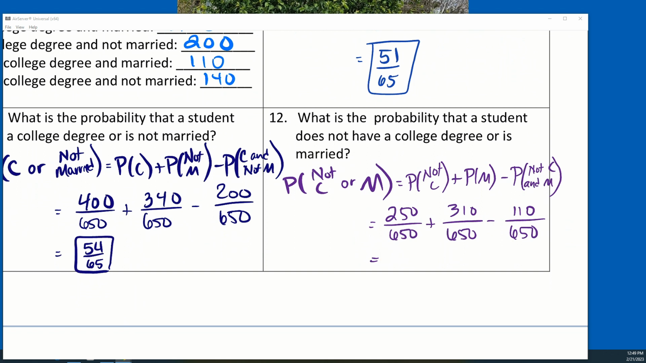All right. You can give this answer several ways. You can do 450 over 650. You can do 45 over 65. Or the most reduced is 9 over 13. What questions do you guys have?